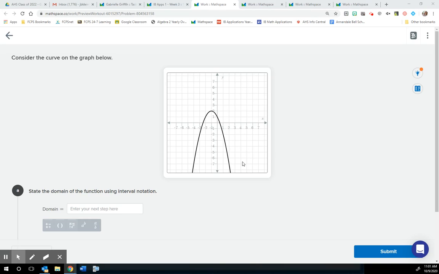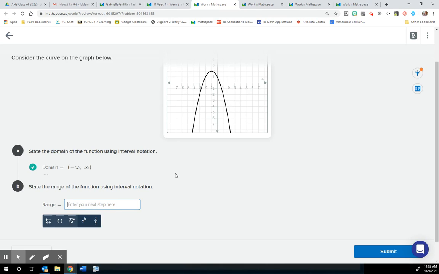So first up is question number 2, where it gives me this graph and it asks for the domain of the function using interval notation. So my domain, remember, is my x values from left to right. The graph goes right to the end of the page, which implies that it goes all the way to the left and all the way to the right. So using interval notation, that means I'm looking at negative infinity to positive infinity.